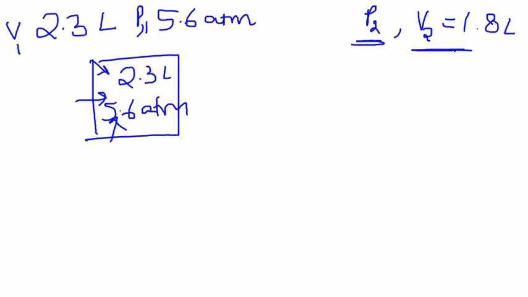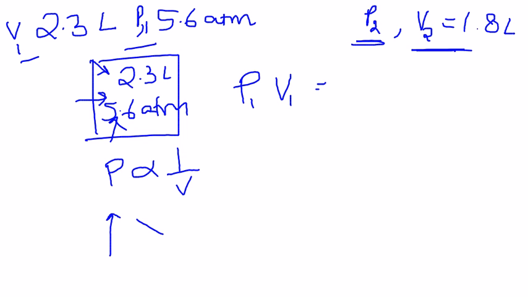So basically, you have V1 and P1 numbers provided to you. P2 is what is required. You're supposed to use Boyle's law in this case. Since you know pressure is inversely proportional to volume, that means as you increase the pressure, essentially the volume is going to decrease, and that makes perfect sense. That is, P1 times V1 is going to be equal to P2 times V2.